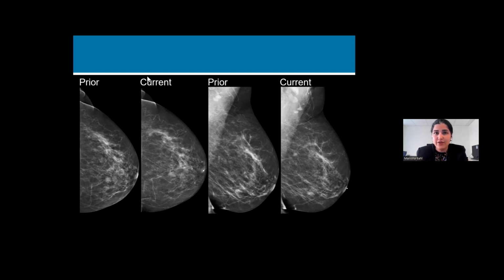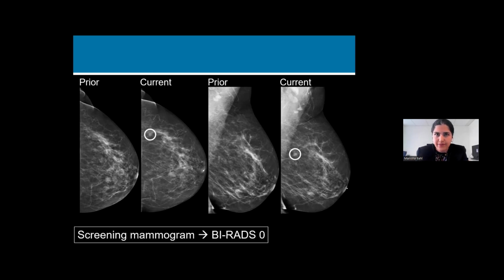Now, there is a new finding on the current mammogram, which is this very small mass. I would code the screening mammogram as a BI-RADS 0, additional imaging evaluation needed, and my patient coordinator would call the patient and ask her to come in for a diagnostic mammogram and possibly an ultrasound.